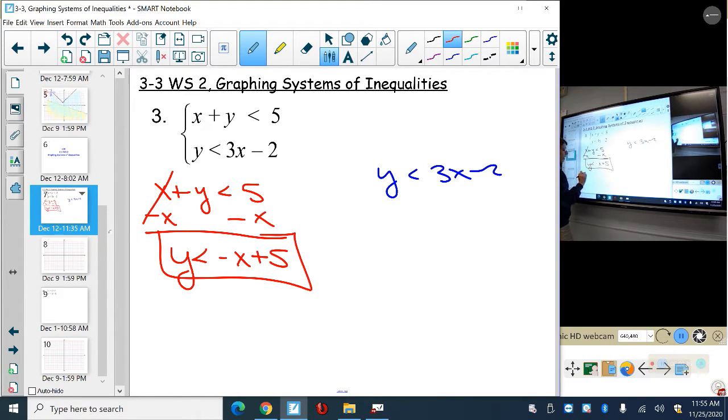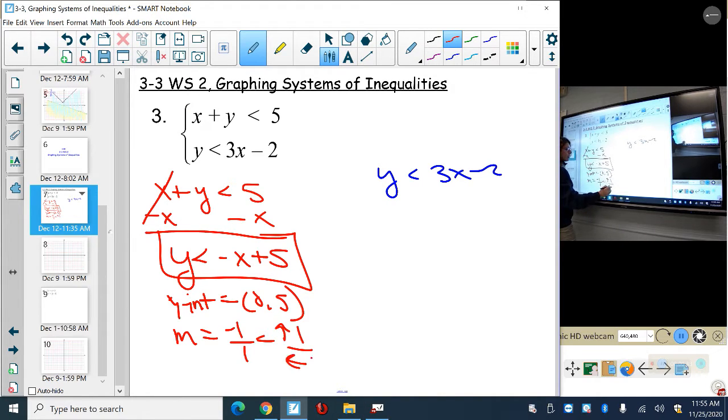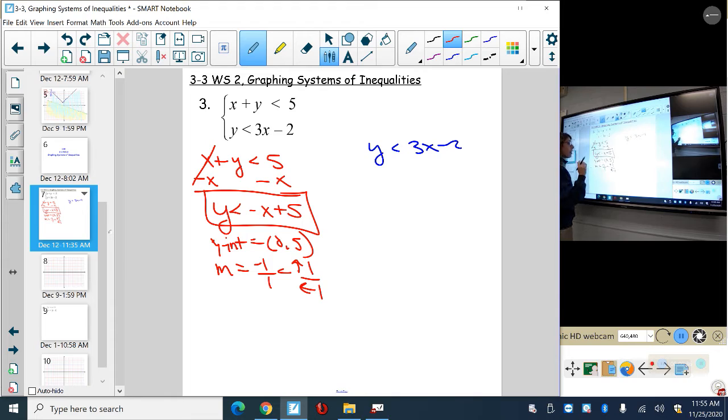So I'm going to pull out my y-intercept. My y-intercept is 0, 5. My slope is negative 1 over 1, so that's going to go up 1 unit and to the left 1. Then I'm going to say, is this a solid line or a dotted line? It is the less than symbol, strictly less than, so that means it's dotted. And as it being less than, that means I'm going to shade below.